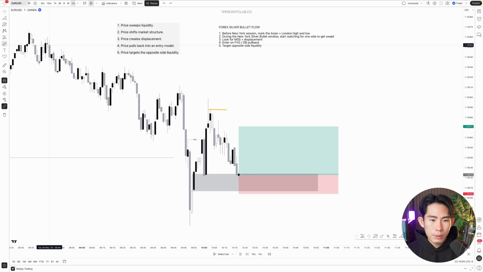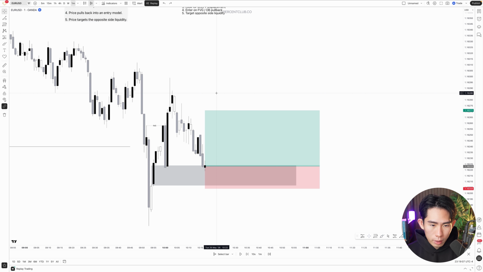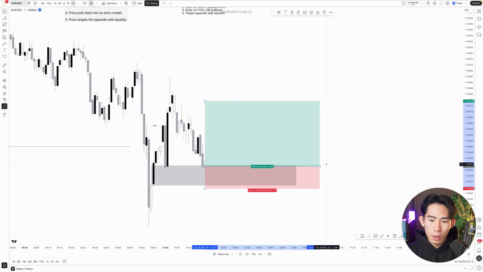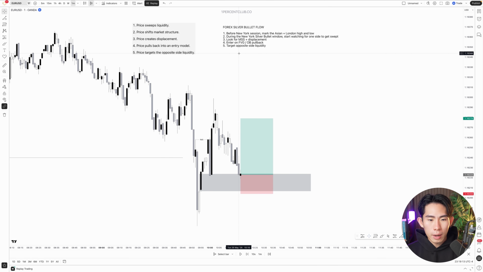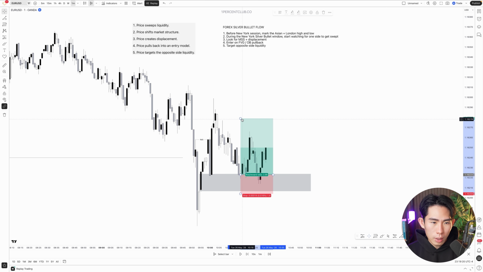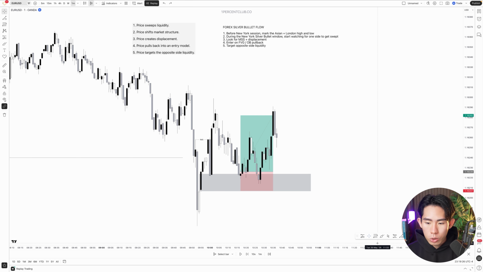Okay, so to keep things very simple, keep things very mechanical, I'm just going to be targeting this high right here. Okay, so yeah, that's where I'm going to be targeting. I'm going to be targeting the opposite side liquidity. I'm going to be managing my expectation when it comes to this trade itself. I'm not targeting the moon. I'm not trying to target all the way up here or something. I'm just going to be targeting this opposing liquidity right here because I'm expecting price to move toward that area and sweep the liquidity above this high.